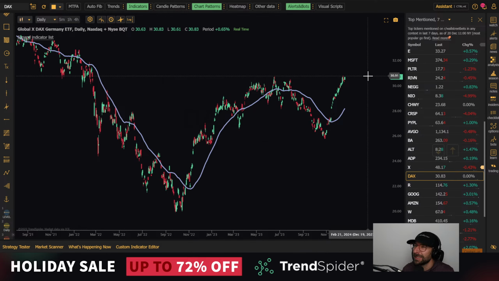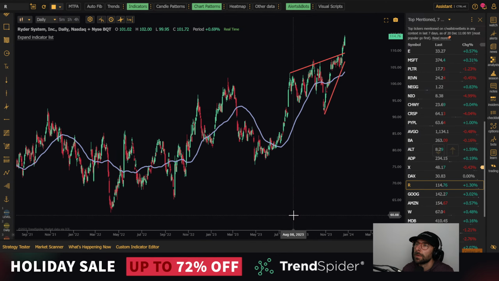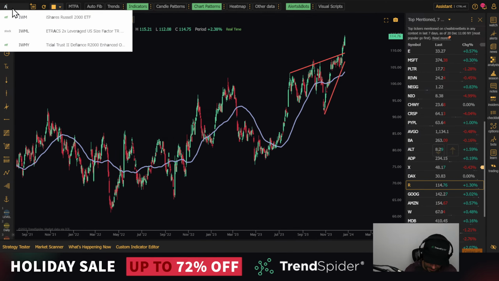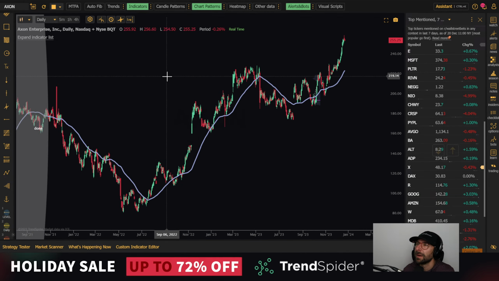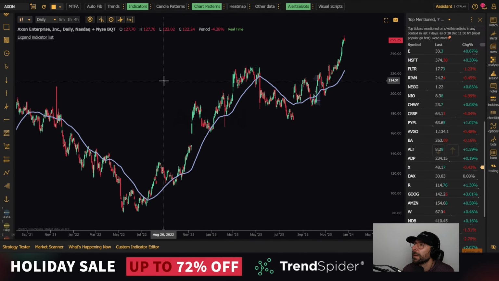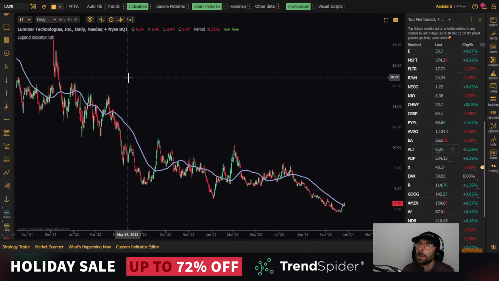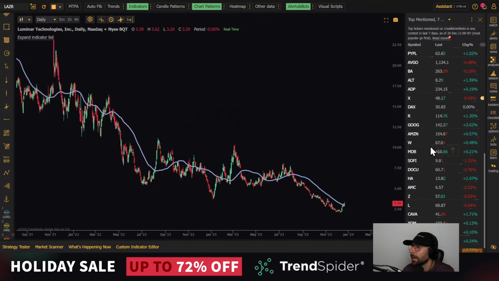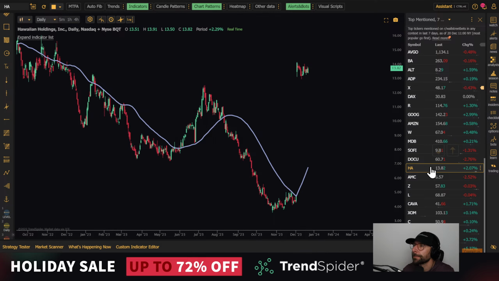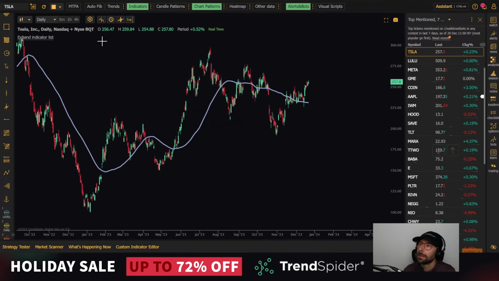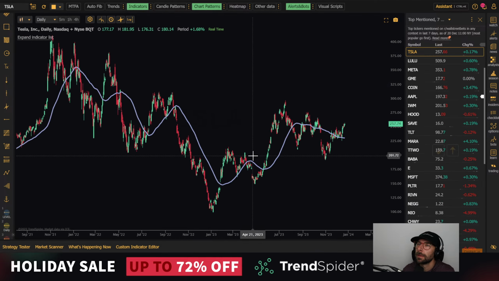German DAX bumping up against some new highs. Ooh, I know what I wanted to look at. AXON. I think Axon. Kevin Hill. Tesla. Tesla in an interesting spot.